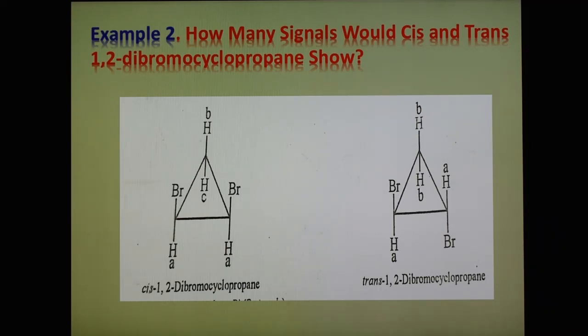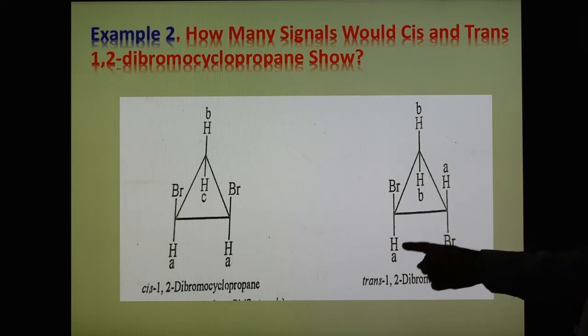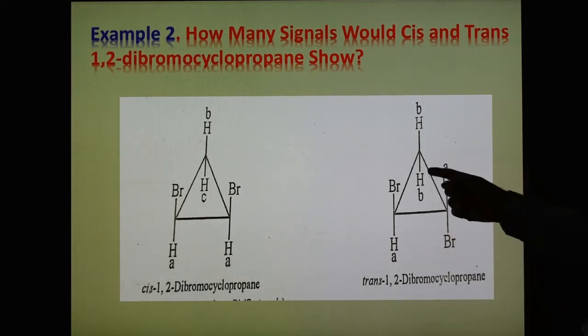What about the trans? In the case of trans, these A protons are equivalent because the environment is the same. This is B, and these two are the same. In trans 1,2-dibromocyclopropane, 2 types of protons are there. Proton A are equivalent to each other, and similarly protons represented by B are equivalent to each other, but different from those labeled A, and therefore this compound shows 2 NMR signals. So the first compound shows 3 NMR signals and the second compound shows 2 NMR signals.